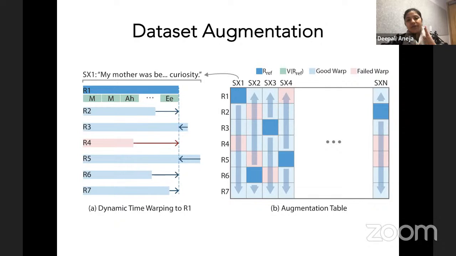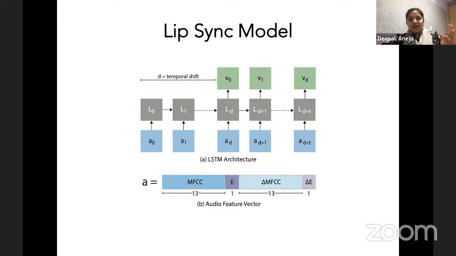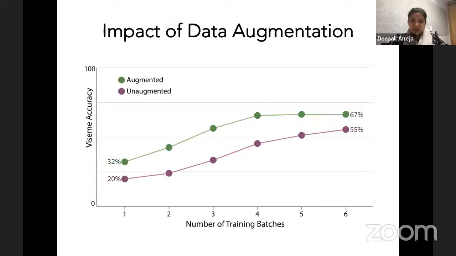Here's a quick summary of the lip sync model: a single layer LSTM with a temporal shift of 6 feature vectors, and the audio feature consists of MFCC, log mean energy, and the first temporal derivative. Here we are showing the impact of data augmentation. As you can see, the unaugmented data is shown in the purple bar, and the accuracy, as we kept adding more and more training batches, was capped at 55%. And when we augmented the data around 4 times, the accuracy went up to 67%.